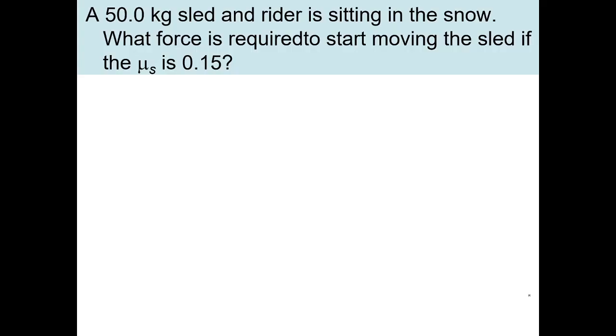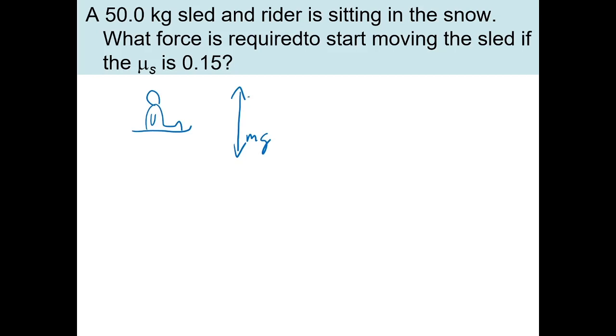Today we're going to do more friction problems, and this will probably be our last friction video. So we're going to have a sled and a rider sitting in the snow. Here's our sled, and there's a person on there. And we want to push the person. So let's see what we know.